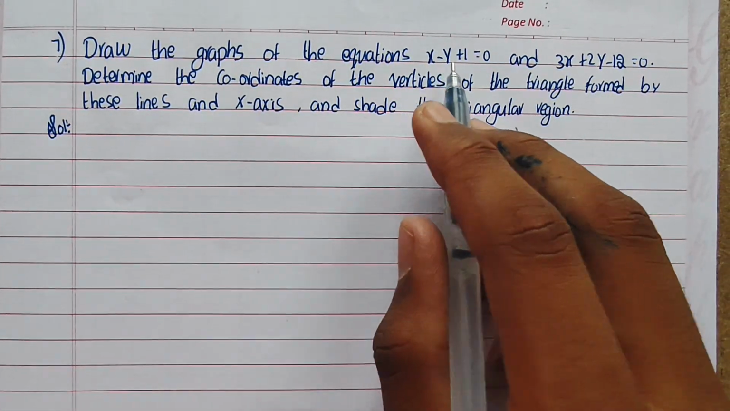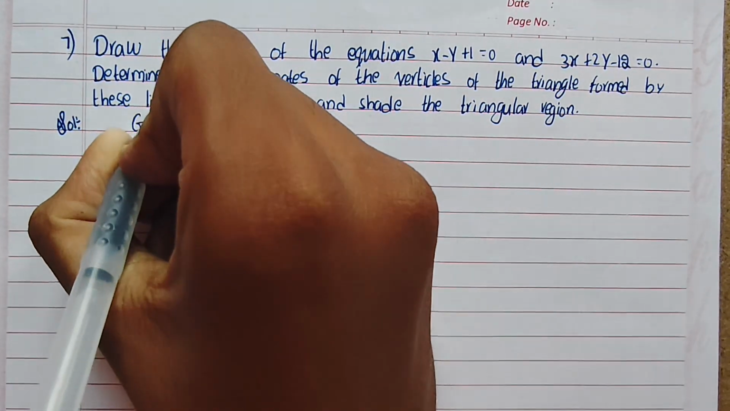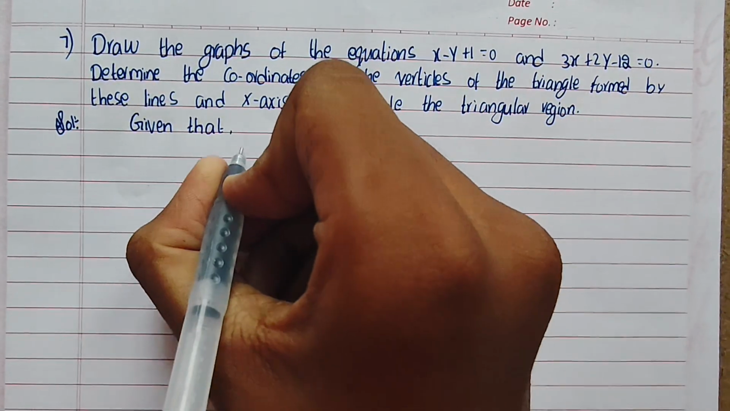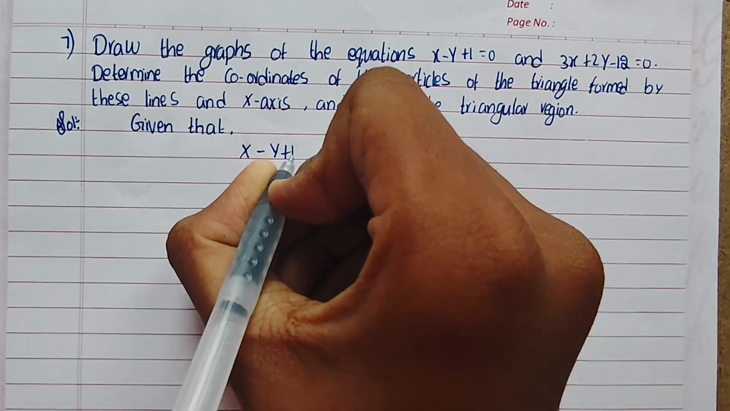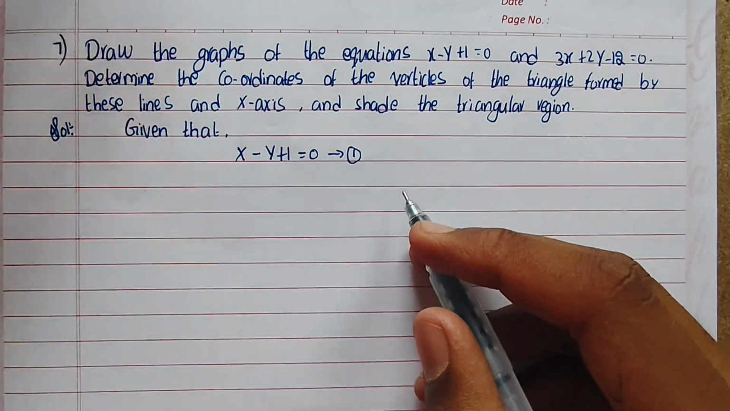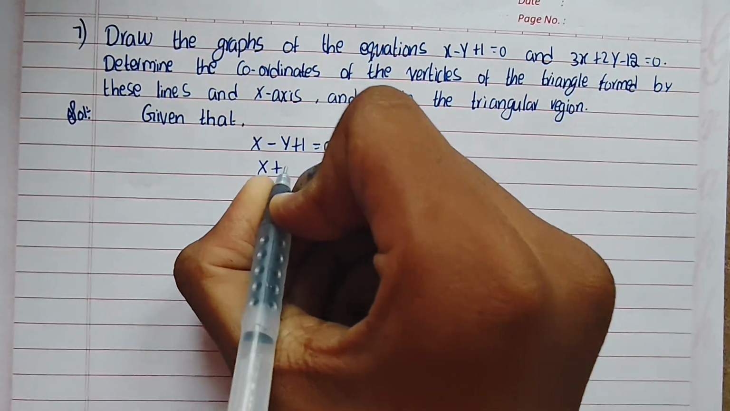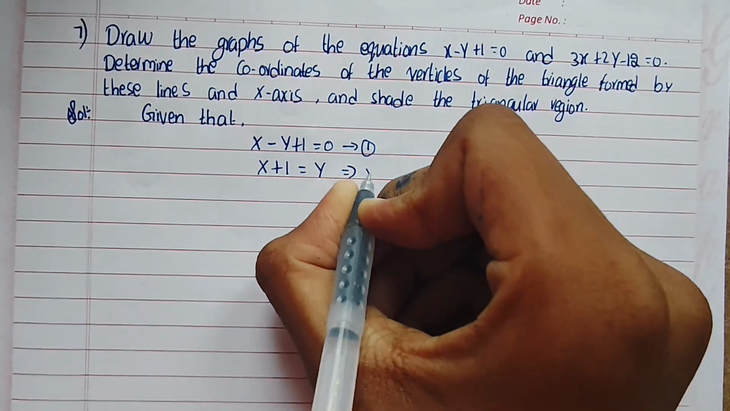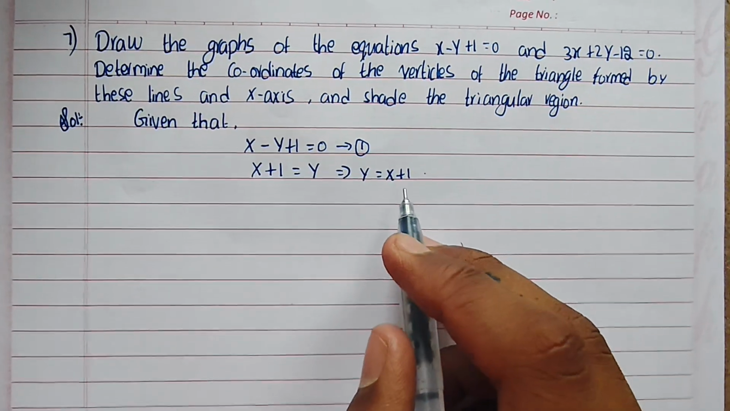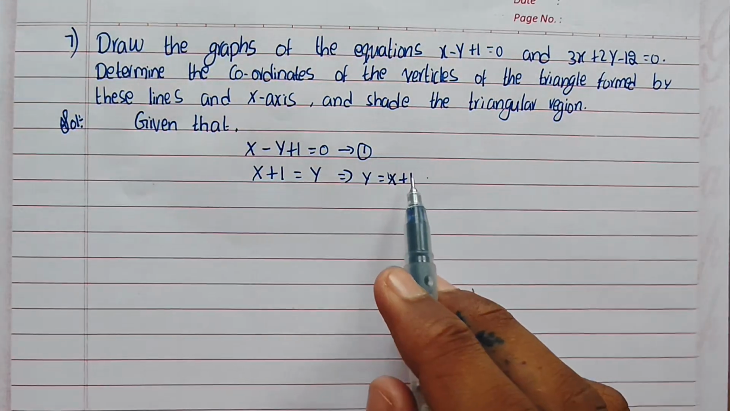Here, what is the first equation? X minus y plus 1, given that x minus y plus 1 equals to 0. I am taking it as equation 1. So, if we transfer minus y to the right side, it becomes plus y. So, x plus 1 equals to y. That implies y is equals to x plus 1. So, let us draw the graph by using this equation, y is equals to x plus 1.